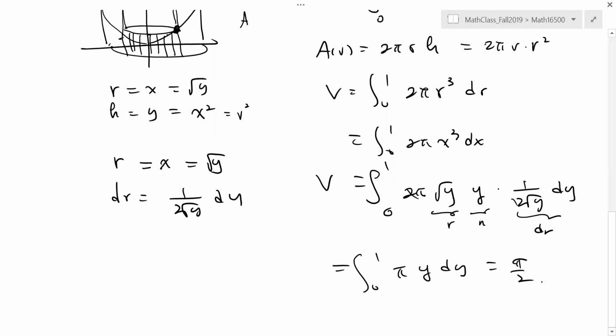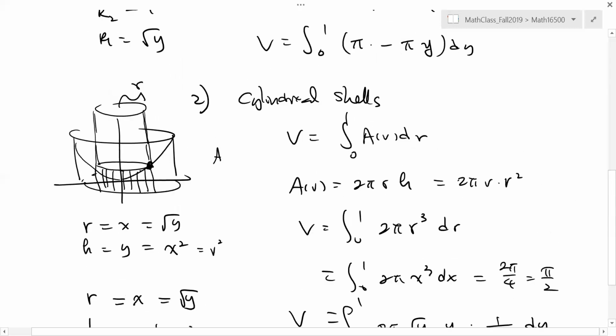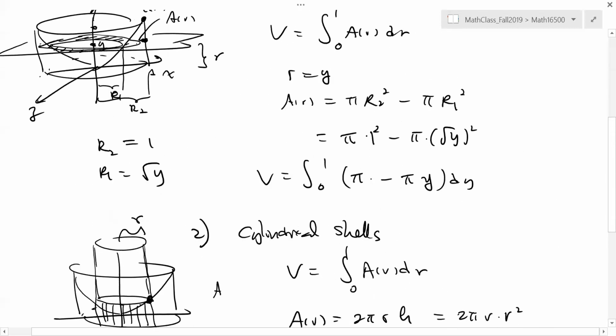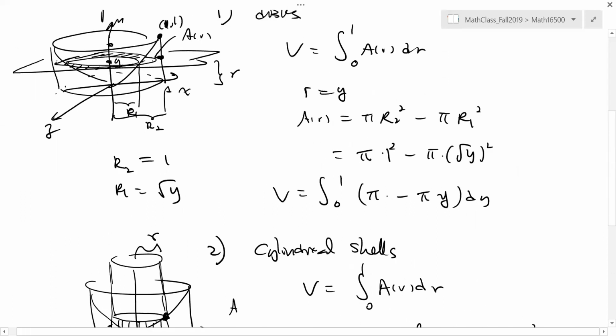Okay. And here, this is going to be half pi too, because the antiderivative of this is 1/4 of R to the fourth power, and that's 2 pi over 4. So still pi over 2. Okay, it's the same answer, no matter which method you use. If you go back to here, it's the same answer. Okay, for the disks the antiderivative is y minus half of y squared, evaluate at the endpoints, and it's still going to be half. So it doesn't matter which way you go.